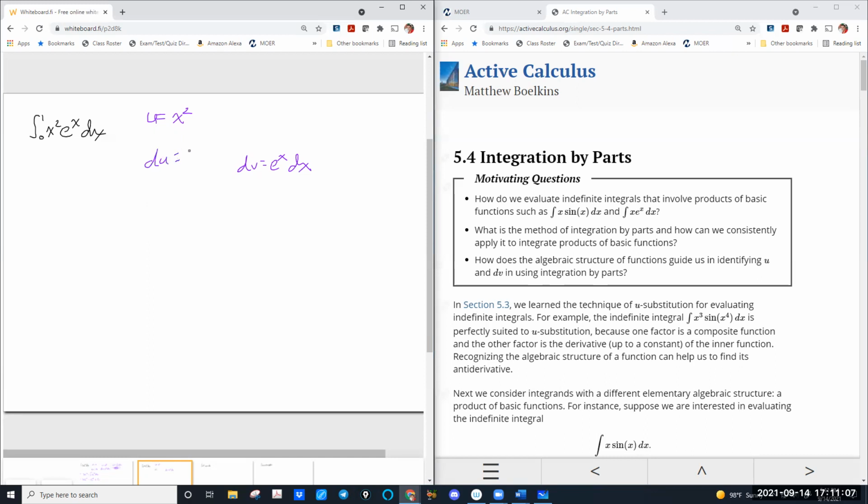So now 2u du, excuse me, is 2x dx. V is e to the x, just like last time. Put this together the same way. uv, so, oh my goodness, I forgot an x. Apologies. x squared e to the x minus the integral of e to the x times 2x dx.